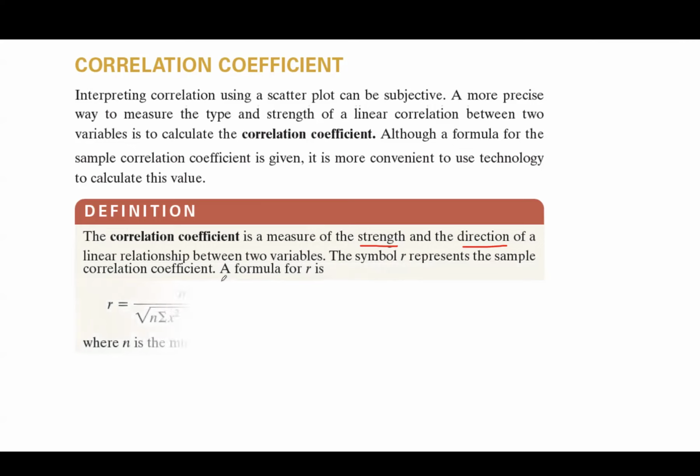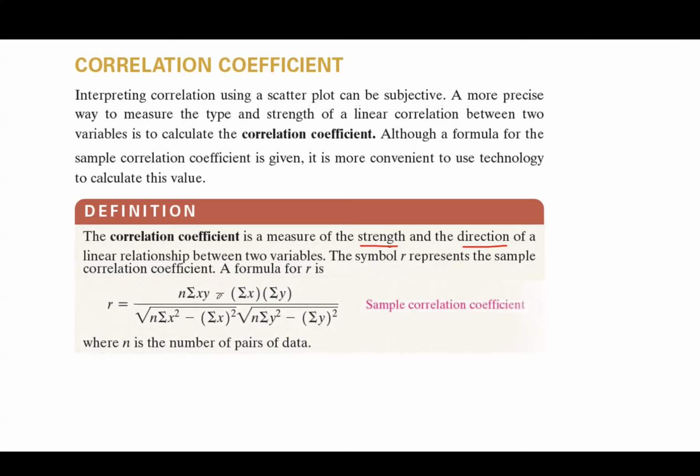The formula for r is basically n times the summation of x times y, minus the summation of x times the summation of y, divided by the square root of n times the summation of x squared minus the summation of x to the second power, and you have the second square root, n times the summation of y squared minus the summation of y to the second power. n is the number of pairs of data.